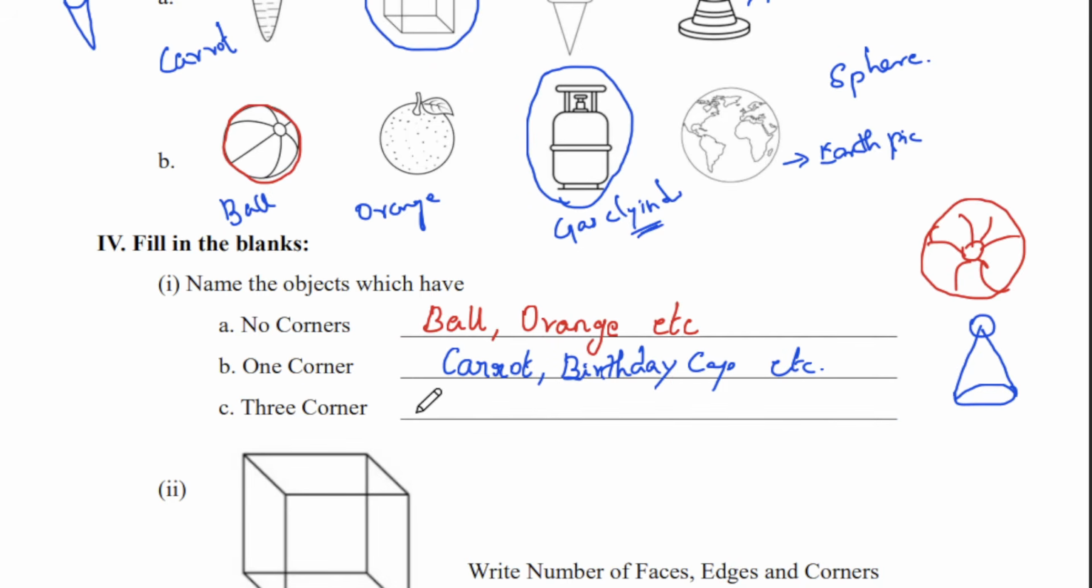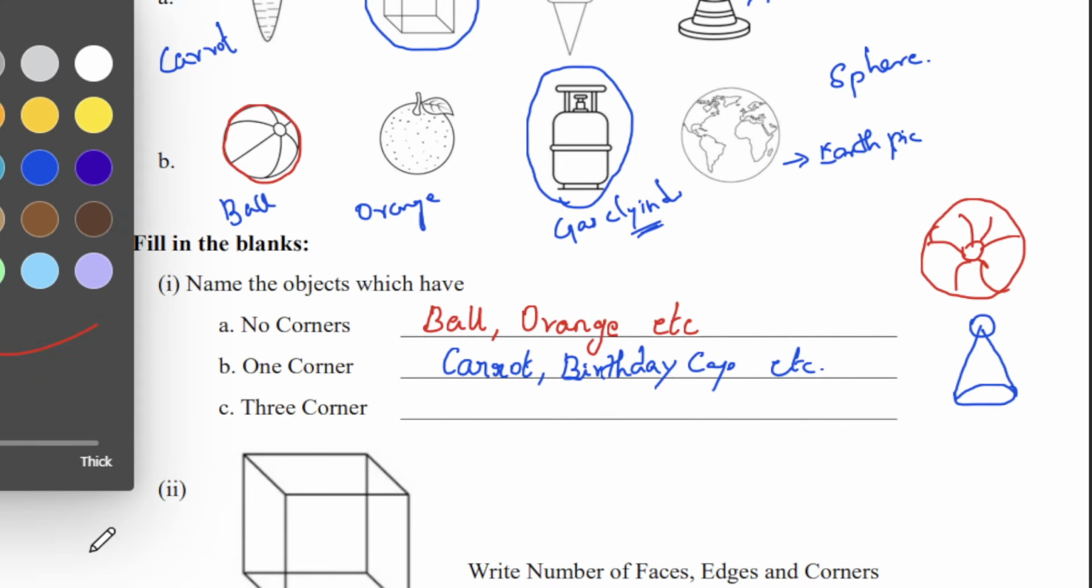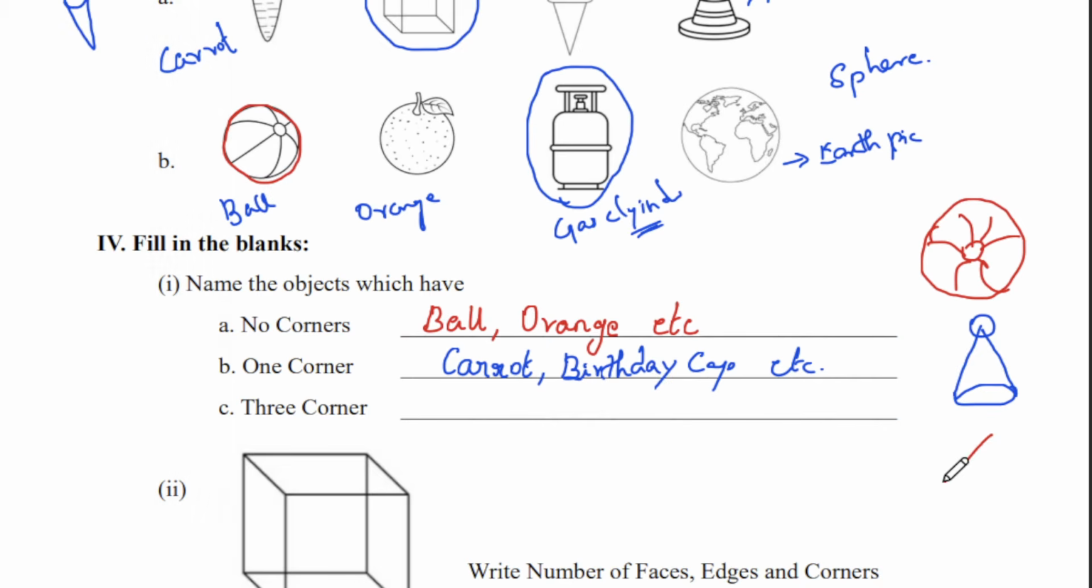And three corners. Which object has three corners? A triangle has three corners. So which objects can you see in triangle shape, students? Triangle.